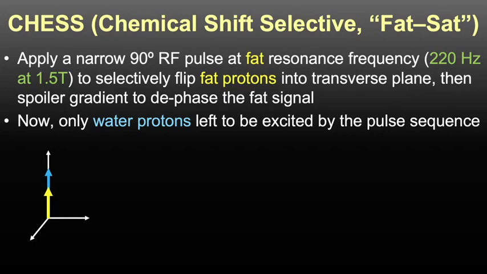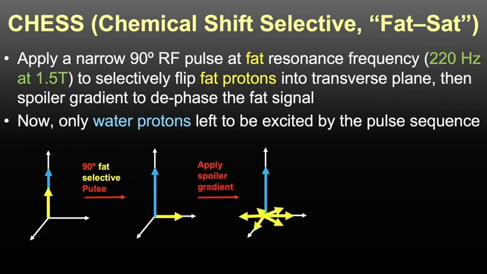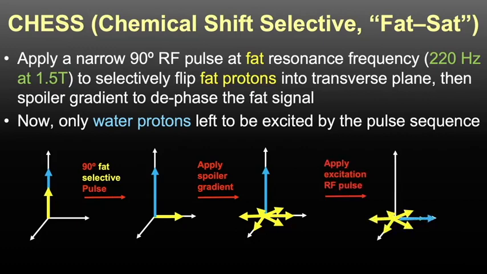So we can apply a narrow band RF pulse at exactly the fat resonance frequency, which at 1.5 Tesla is about 220 Hertz. And what that does is it flips the fat protons, as indicated here by the fatter yellow arrow, into the transverse plane. And then we will apply a spoiler gradient to dephase that fat signal. So now only the water protons are left in the longitudinal plane, as shown in that blue arrow, right? So then when we apply the excitation RF pulse, only the water protons are excited into that XY plane, and only the water protons are now detectable by the pulse sequence.